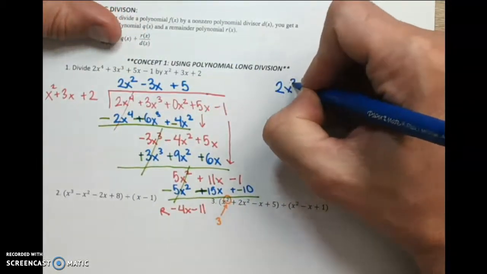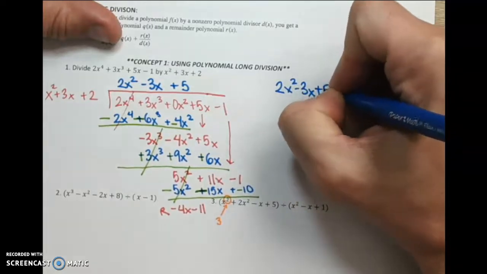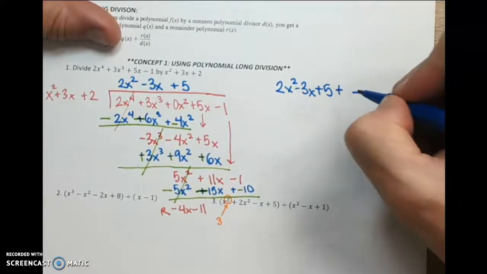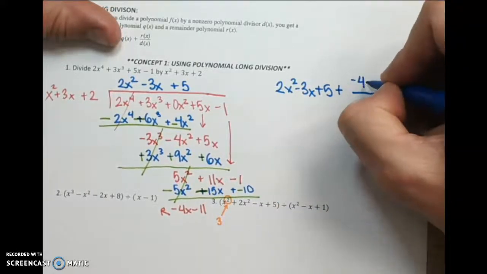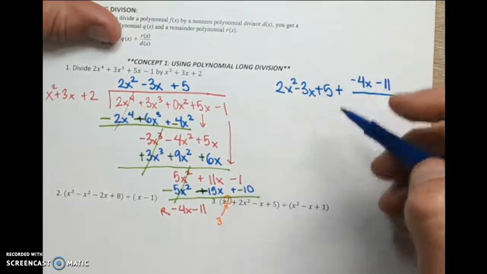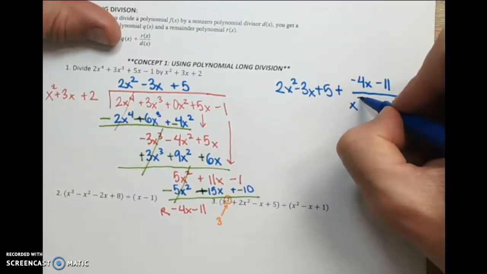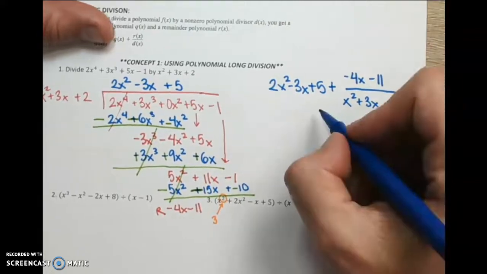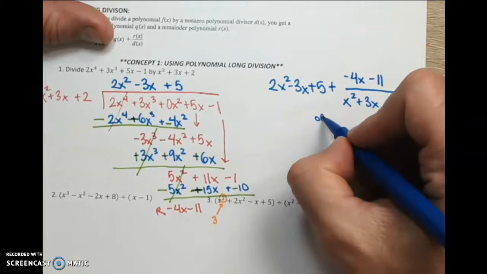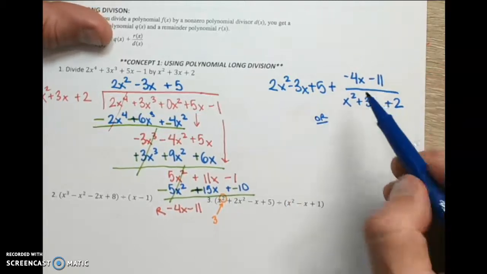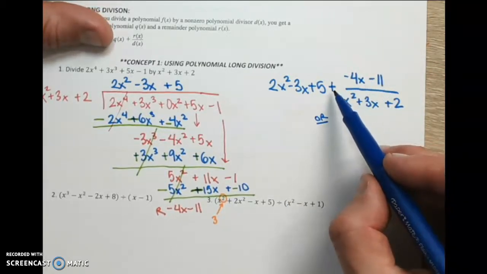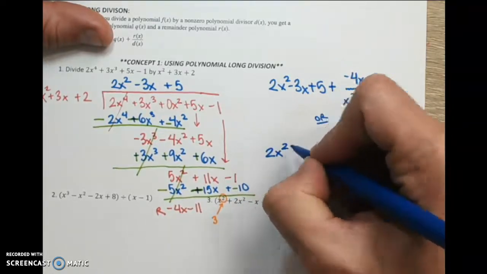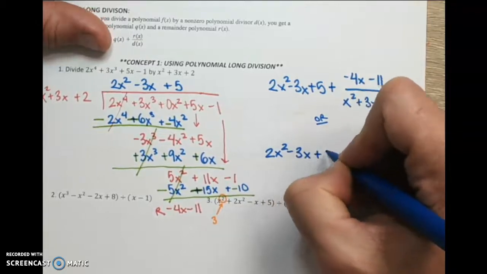I'm going to take the division part right here, 2x squared minus 3x plus 5. And then I'm going to add the remainder to that, which is negative 4x minus 11 over my denominator, x squared plus 3x plus 2. Which is a good answer. There's a better answer though, and that's if we factor out that negative 1 and make that a positive sign and a minus sign. This is the answer I prefer, and most mathematicians would prefer here.